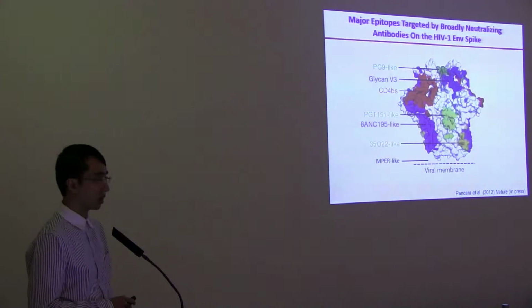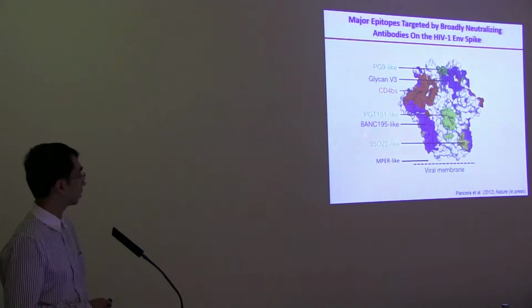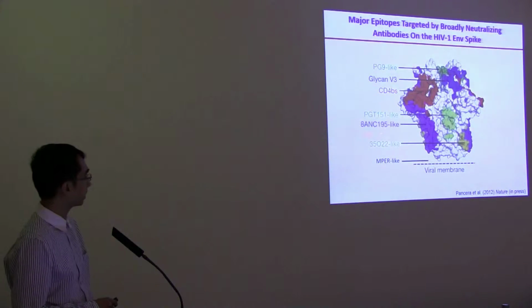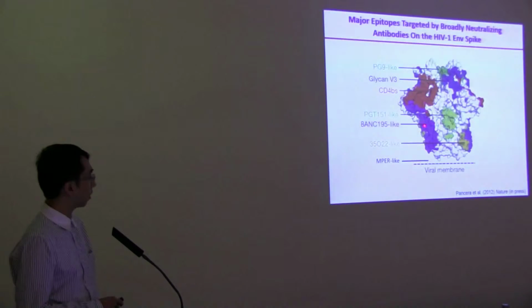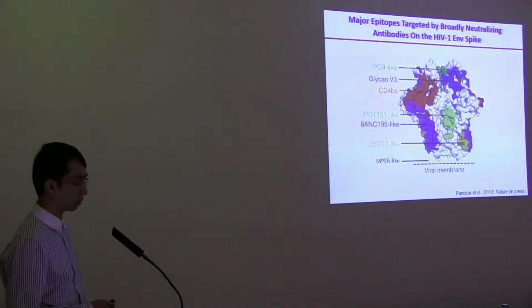During the past year alone, a couple of new epitopes have been identified. This includes the epitopes of 35O22, PGT151, and ANC195. They are all located at the junction between gp120 and gp41.